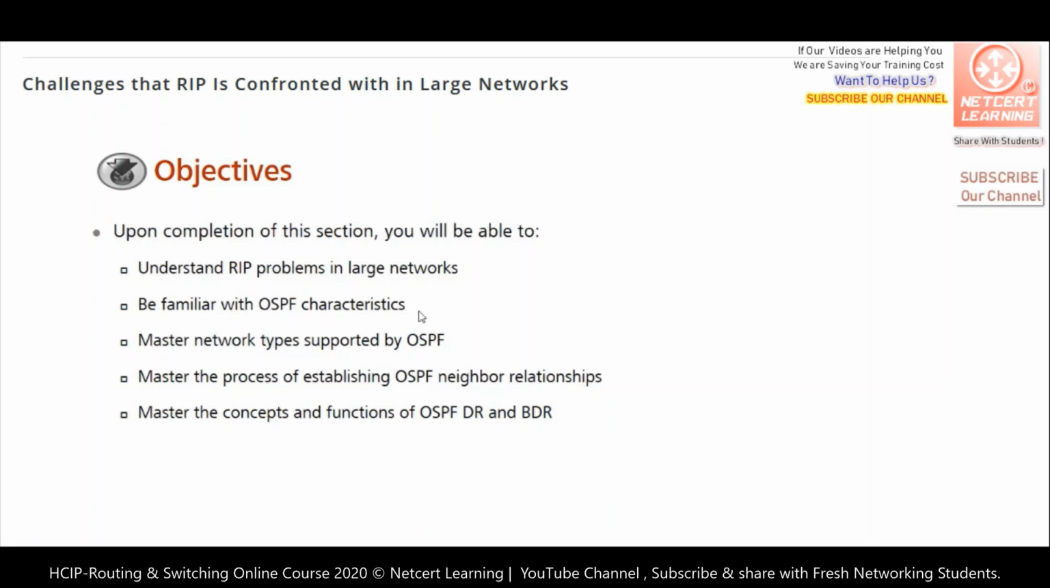Now OSPF is quite a complex protocol, so we need to become familiar with the theory of OSPF characteristics and master the network types supported by OSPF. We need to understand that OSPF has different network types, and we need to understand each network type's characteristics and behavior. By the end of this topic, you should be able to know the process of how OSPF establishes neighbor relationships and adjacency, and finally understand the concept of the OSPF designated router and backup designated router.